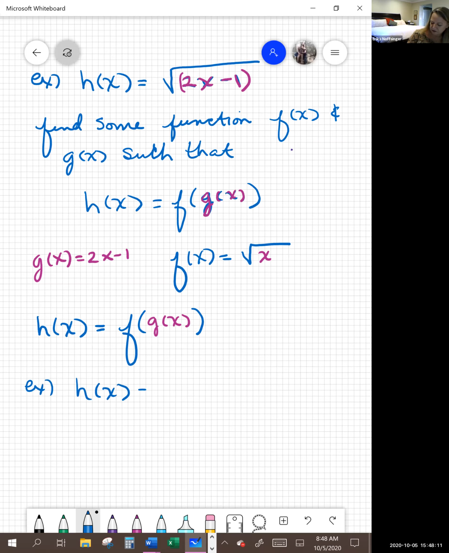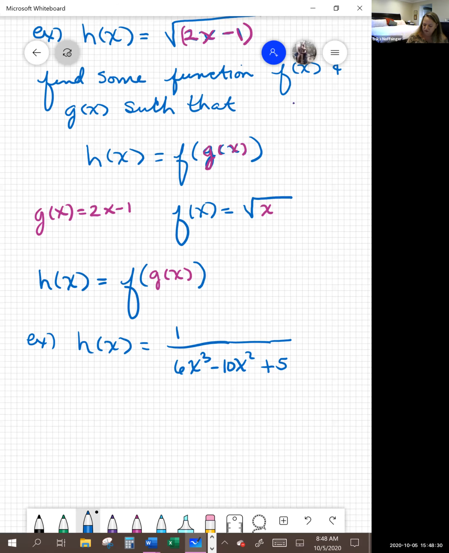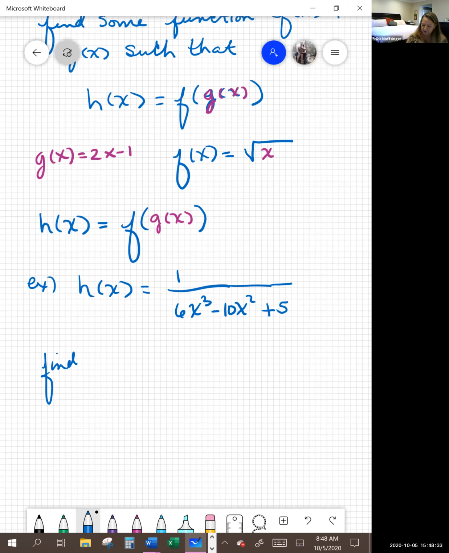So maybe if h of x was 1 over 6x cubed minus 10x squared plus 5. Find some f of x and g of x such that h of x equals f of g of x.